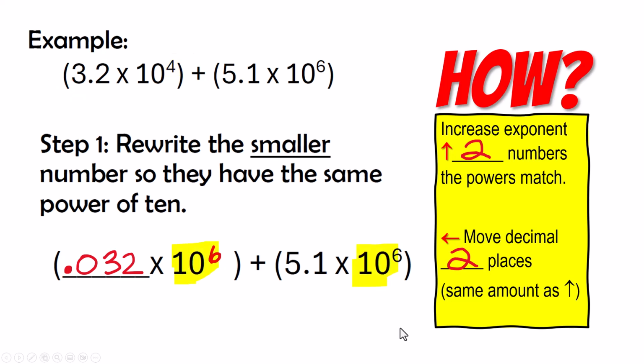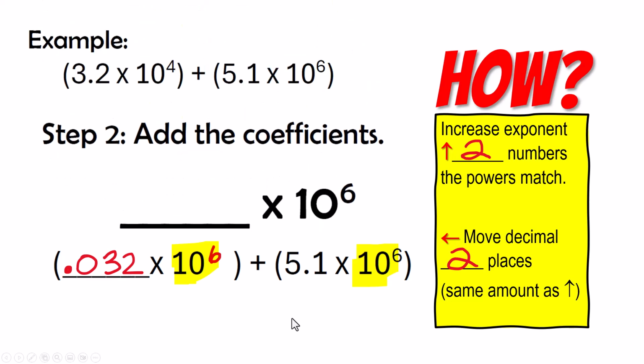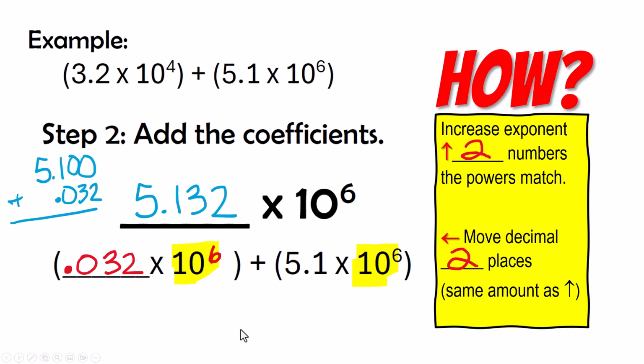So now they match. So we can move on to step 2, which is just to add the coefficients. So 5.1 plus 0.032 is 5.132. That's how you do it. That's all there is. So let's work some examples.